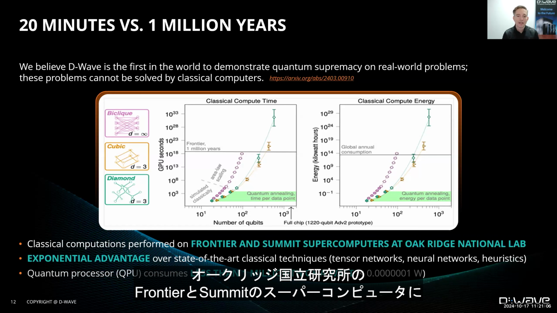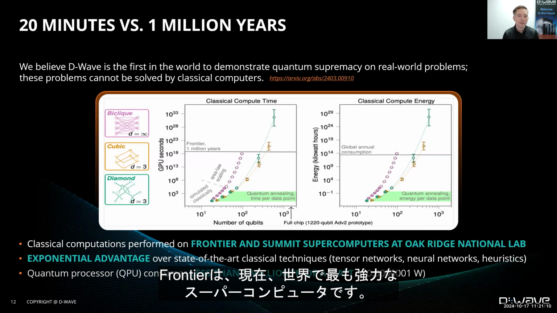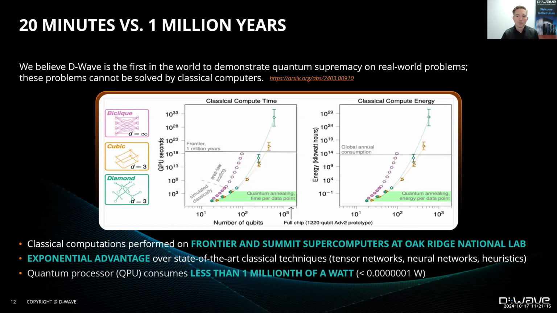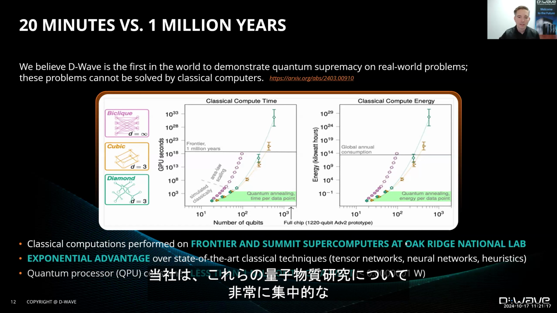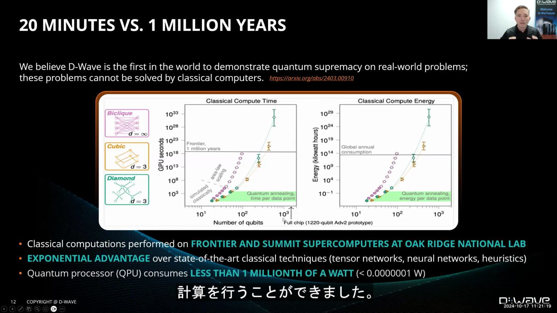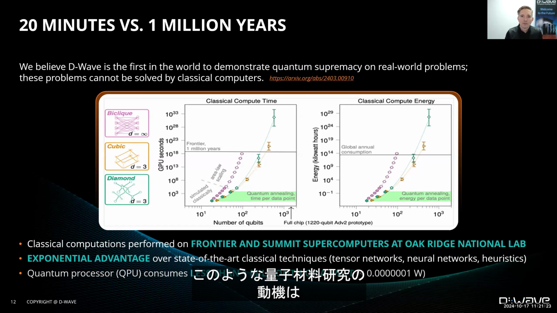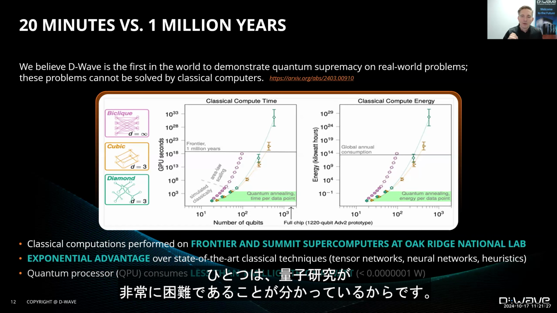We were able to use a lot of time on the Frontier and Summit supercomputers at Oak Ridge National Labs. Frontier is the most powerful supercomputer in the world today. And we were able to do some very intensive calculations on these quantum material studies. So the motivation for these quantum materials is threefold. One is that we know that they're very difficult.